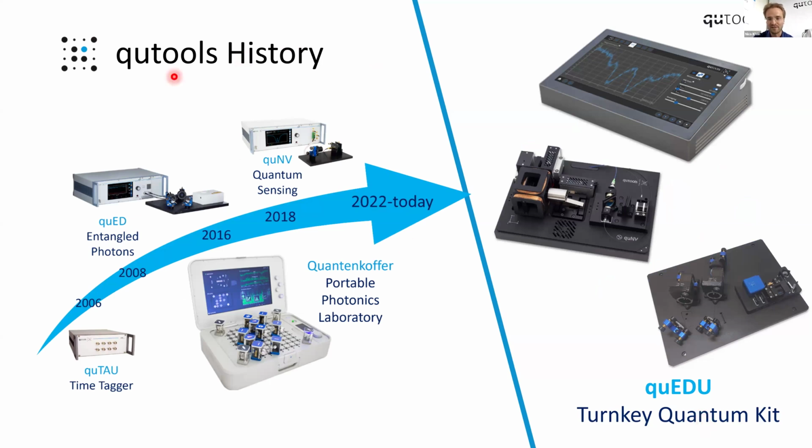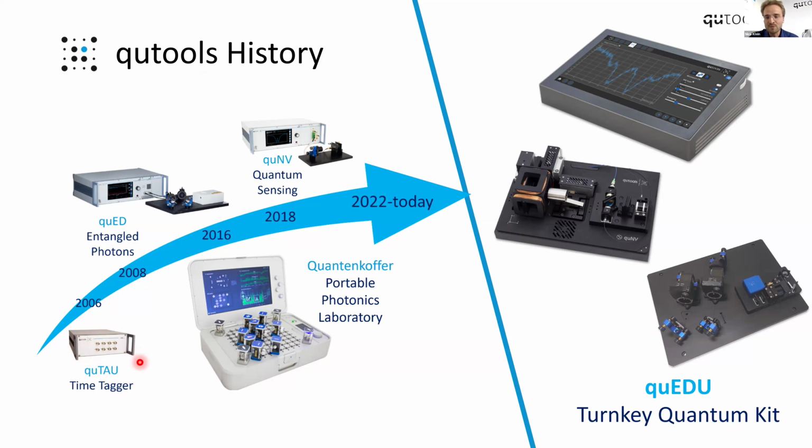So Qtools was actually founded in 2005 as a spin-off company from Harald Weinfurter's group at the LMU in Munich. And the goal was to develop tools for quantum physics research. And also the very first product of Qtools was a time tagger, QTOW, with which you were able to detect and compute the signals from a photonic detector, for example.